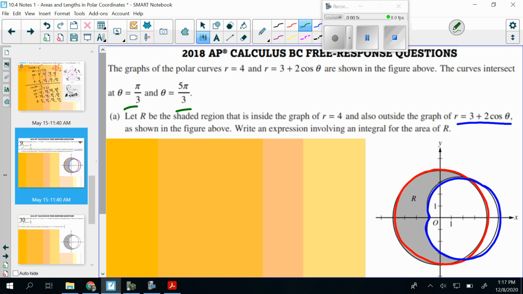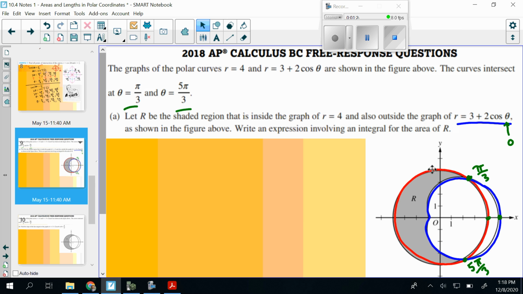So pi over 3, if we were to graph 0 on this one, we're putting 0 in for the angle. Cosine 0 is 1, so that would be 2 times 1 or 2, and then 2 plus 3 would be 5. So you can see there's where 0 is here. And same with here would be 0. So that first intersection point, because we move counterclockwise, that's going to be the pi over 3 intersection point. There's our 5 pi over 3 intersection point. So we want to graph it from one to the other.